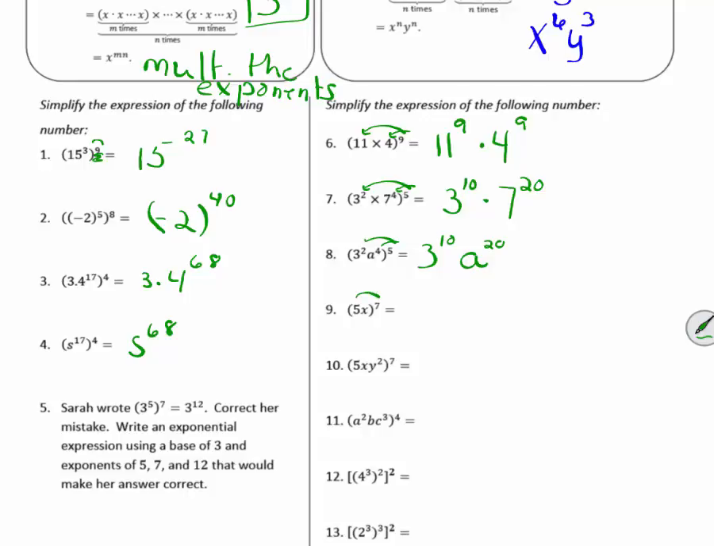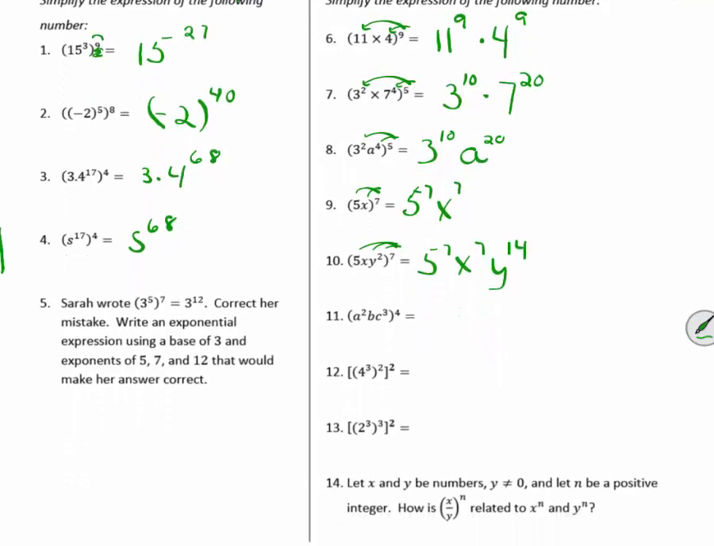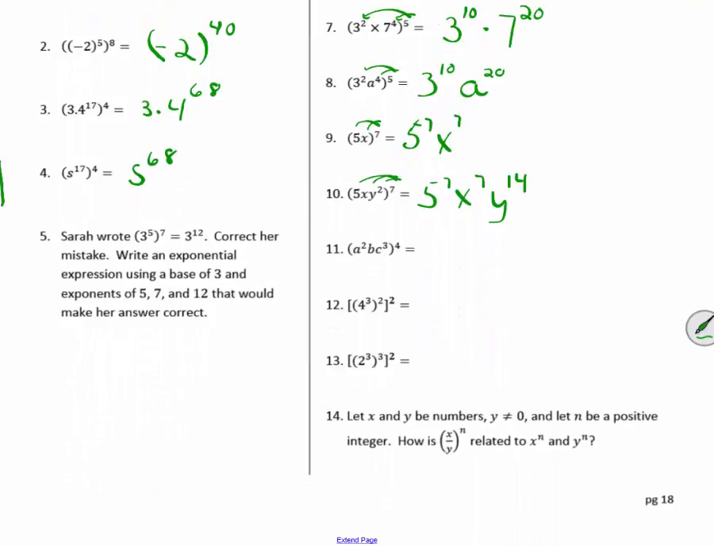Here I have one where I have to share, so we're going to have 5 to the 7th, x to the 7th. In number 10, I have 3 things that I have to share that with. So we're going to have 5 to the 7th, x to the 7th, y to the 14th, because we have 2 times 7. For some reason I skipped number 5. I'll go back to it.